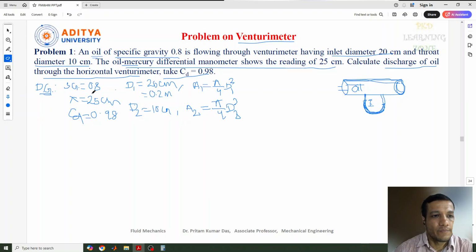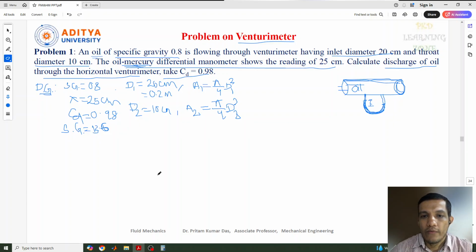Now here you can see one liquid is oil, and another liquid is present in the manometer, that is mercury. So we need to write the specific gravity of mercury, which we know in general is 13.6, and if you want to calculate the density of this, we multiply by 1000, so we'll get 13,600 kg per meter cube. For now we can write this value.